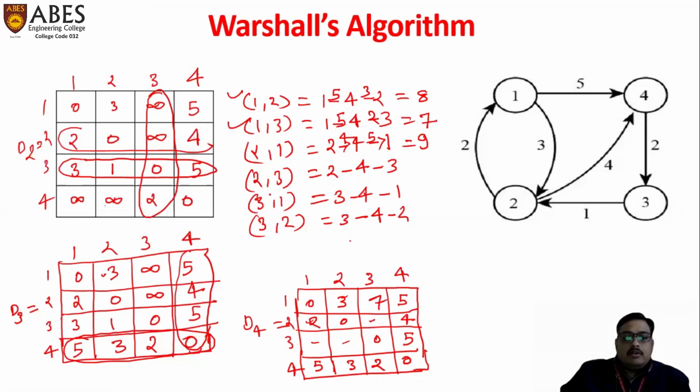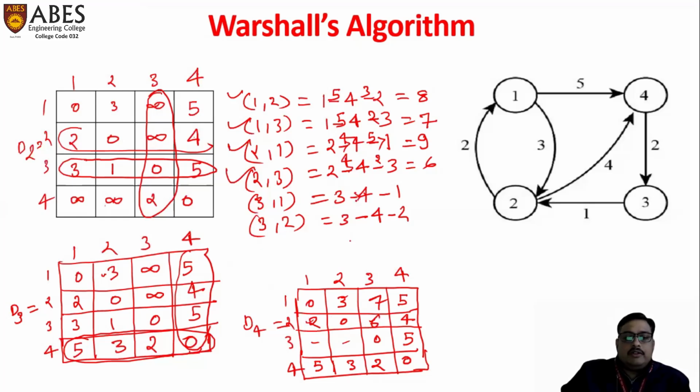Now for 2 to 3, 2 to 4 is again 4, and 4 to 3, let us see what is the value of 4 to 3. 4 to 3 is 2. So 4 plus 2, that is 6. So let us see what is the cost of 2 to 3. Cost of 2 to 3 is infinity, and we have calculated 6. So definitely we'll update this value. We'll write 6 here. Now come to 3, 1.